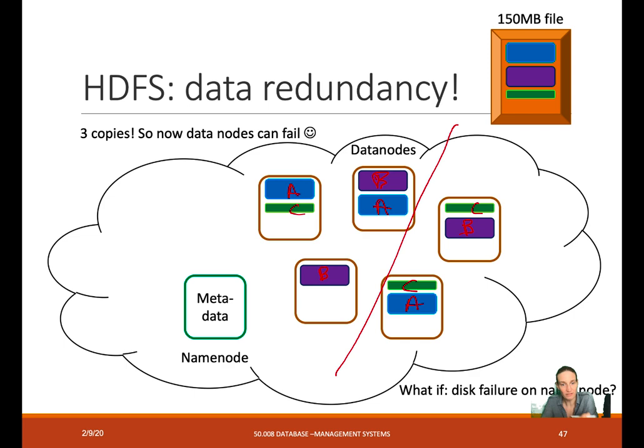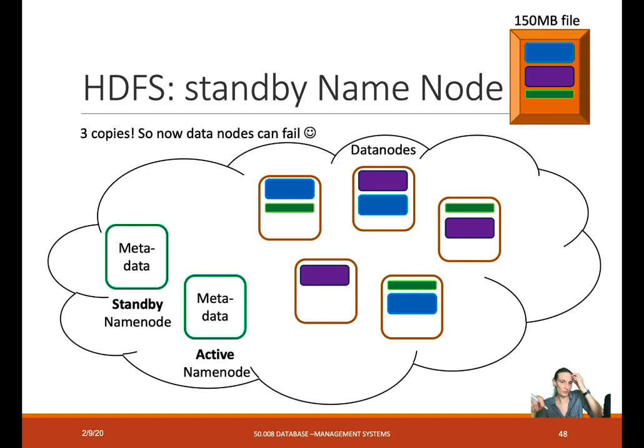What if there's a disk failure on the name node? It's sort of like losing our index. If we don't know where the files are stored, well, then we can't retrieve them. So we need to do redundancy on the name node as well. So we're going to copy the name nodes and keep a standby name node. So if there's a failure on this node, no problem, it's not lost. We still have a copy of it.